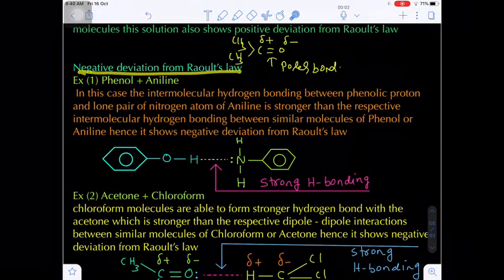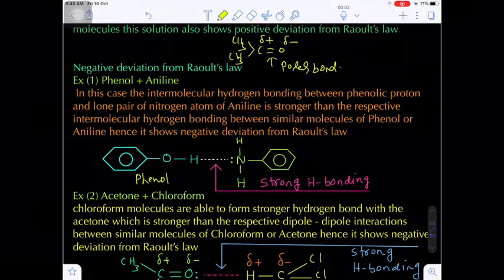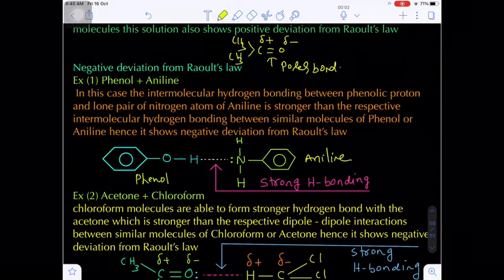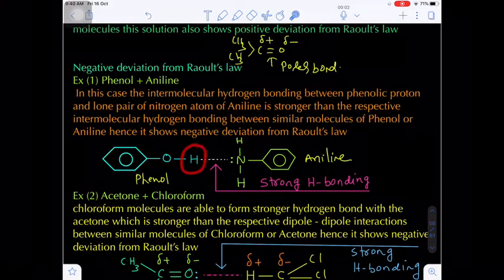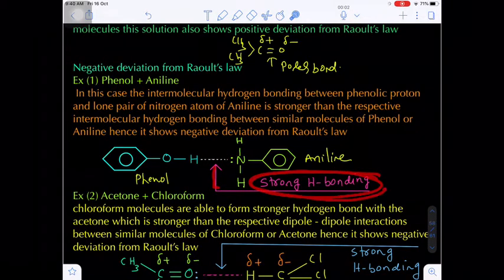Now we are going to take one example regarding the negative deviation from Raoult's law. The best example we are considering is phenol and aniline. Do you know phenol? That is C6H5OH. And what is the molecular formula of aniline? That will be C6H5NH2. If you observe carefully, there is a strong intermolecular force of attraction between the phenolic hydrogen and the lone pair of nitrogen on the aniline. This strong intermolecular force of attraction is nothing but hydrogen bonding.